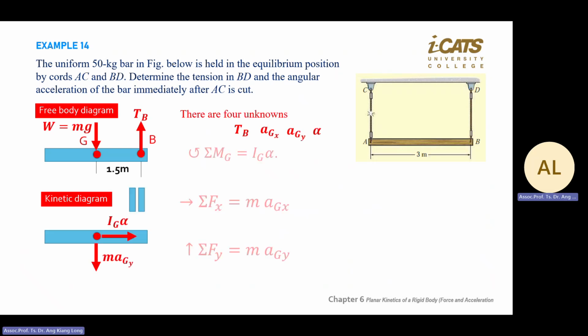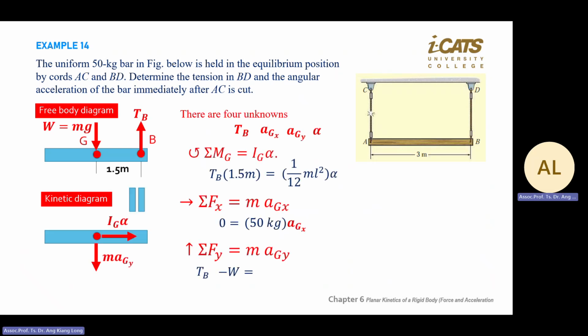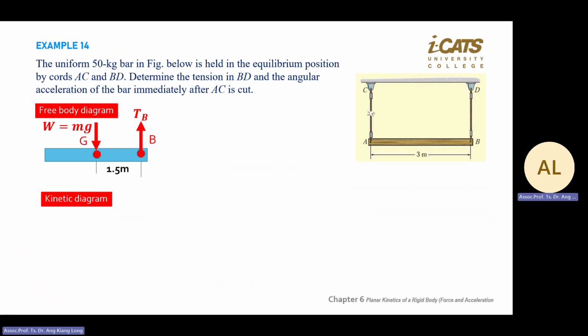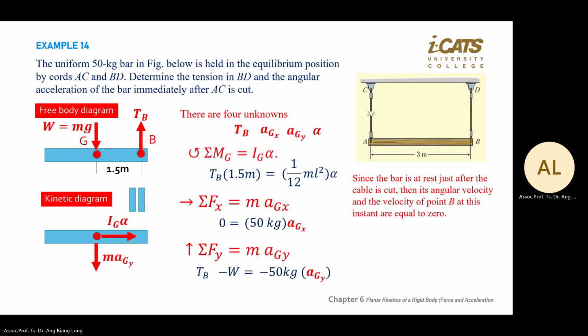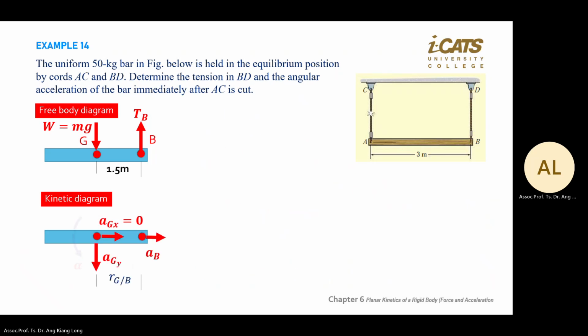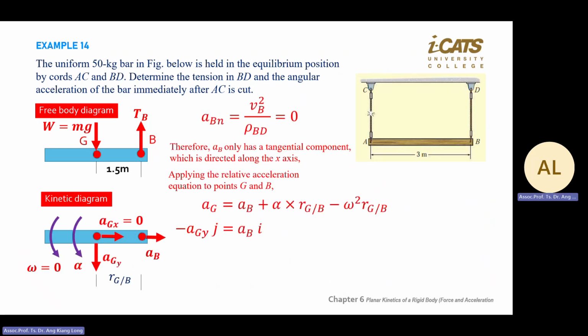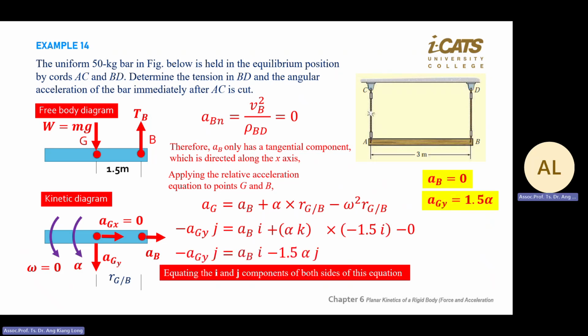Example 14 is also your homework. Go and have a look. You still see the same three equations, mg equal to IG alpha. When you use IG alpha is when the thing swings in a rotational manner. Because if you cut this rope, this AB will swing in a rotational manner. So you use these three equations. The rest you have a look. This one I won't test you, just for your info.